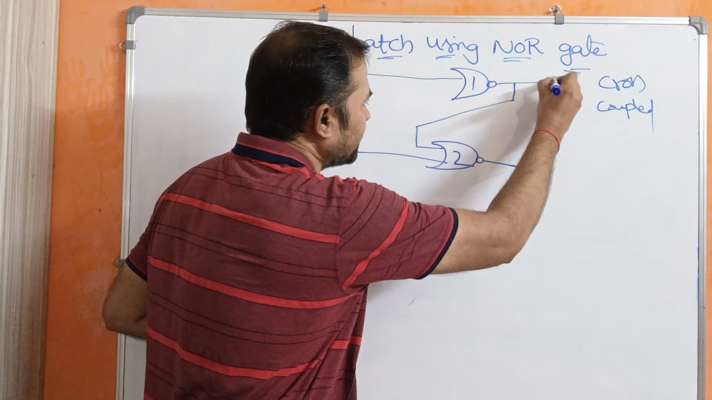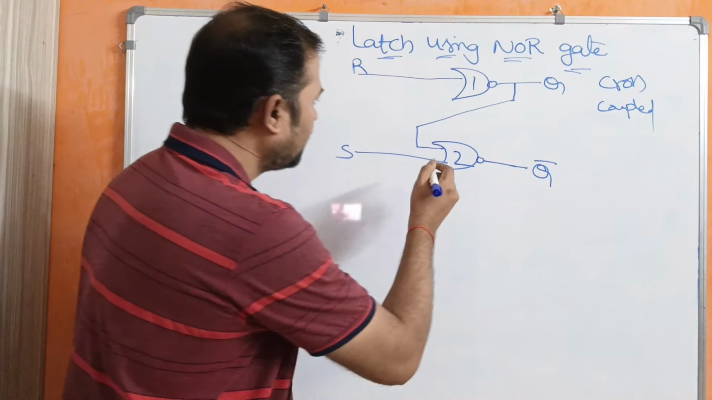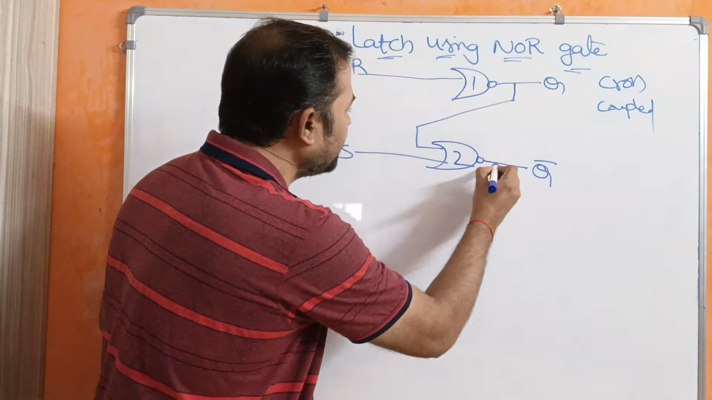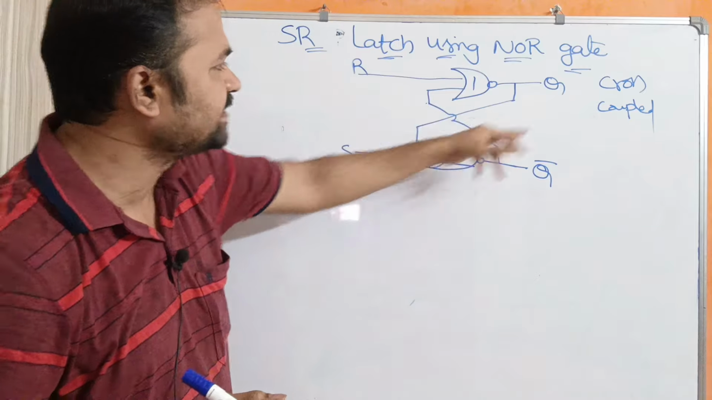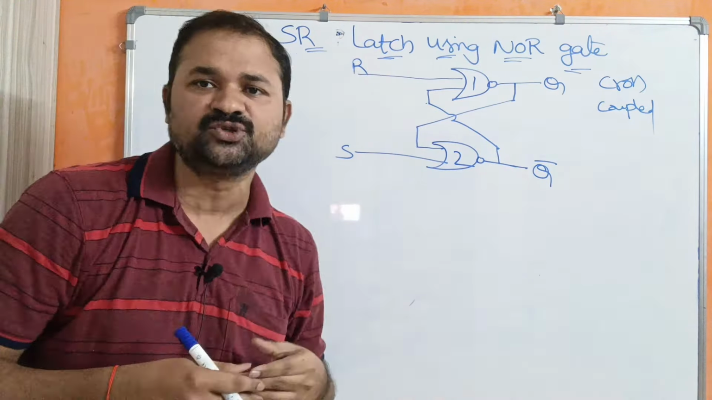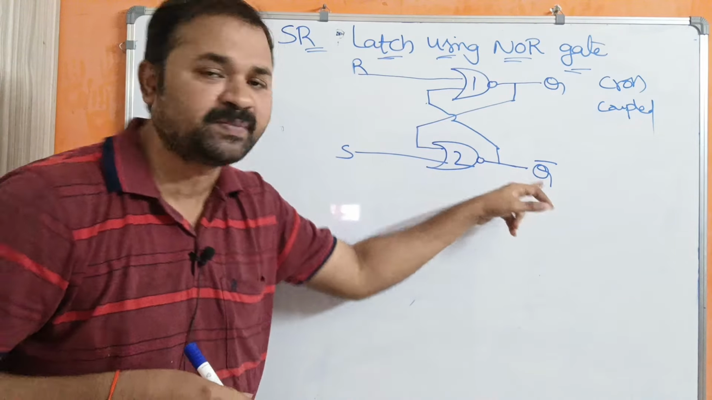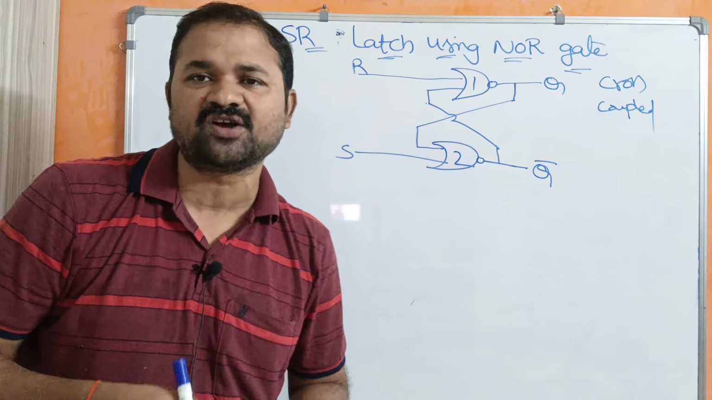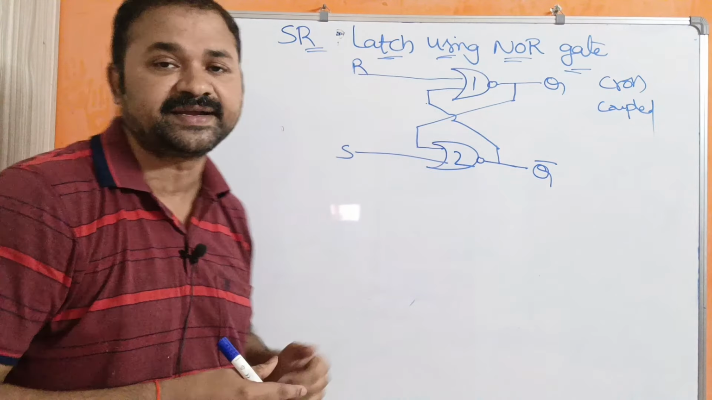This output is nothing but the Q value. This output is the Q bar value. Likewise, the output of the second NOR gate will be supplied as input to the first NOR gate. So these two NOR gates are called cross coupled NOR gates. If we pass S and R here, then the top output is Q bar, whereas the bottom output is Q. So that's why we are producing outputs as Q and Q bar, and we need to pass R and S as the inputs.